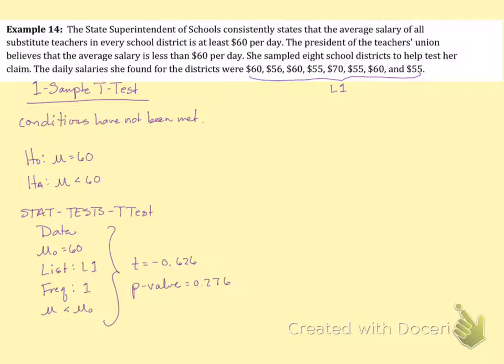So our conclusion would be that since the p-value is greater than alpha equaling, they didn't give us an alpha. When they don't, we usually stick to 0.05, but honestly, it almost doesn't matter what the alpha is for this because the p-value is so high. We fail to reject the null.